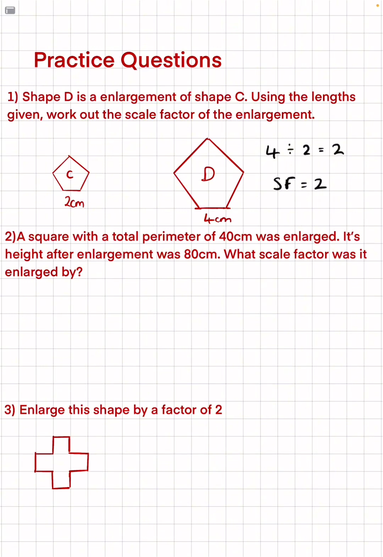Question 2 says a square with a total perimeter of 40 centimeters was enlarged. Its height after enlargement was 80 centimeters. What scale factor was it enlarged by? We need to find the length of one side of the square. So we've been given the total perimeter, which is 40 centimeters. A square has 4 sides. So to find the length of one side, we need to do 40 divided by 4, which equals 10 centimeters. So each length on the square is 10 centimeters.